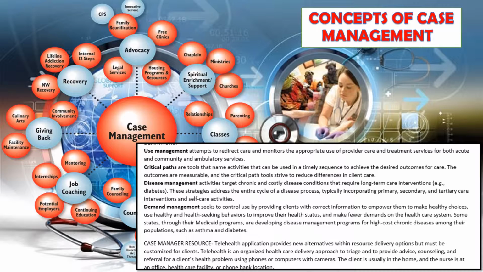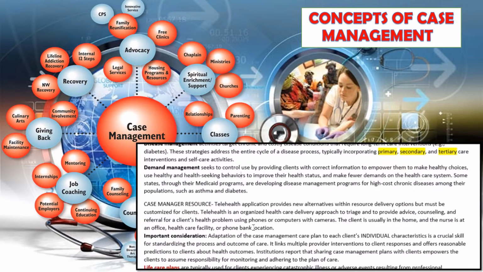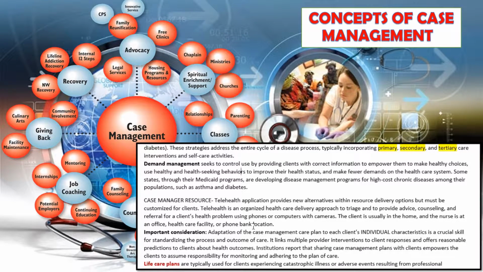Disease management, as a definition, are activities targeting chronic and costly diseases that require long-term interventions. An example is diabetes. Those clients are going to be referred to a case manager that focuses on disease management. So there are strategies to address the cycle of the disease process, and they may use different interventions and approaches. They may do primary prevention, some secondary prevention, and some tertiary prevention, which you're very familiar with this terminology now. They may also have the patient perform more self-care activities.